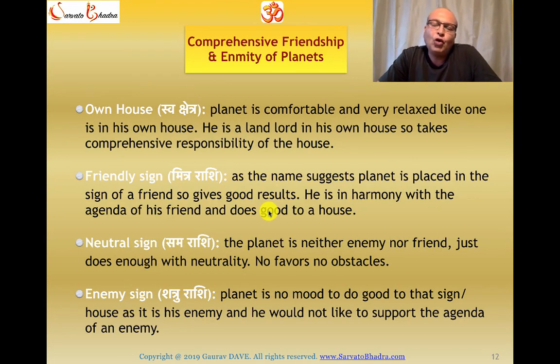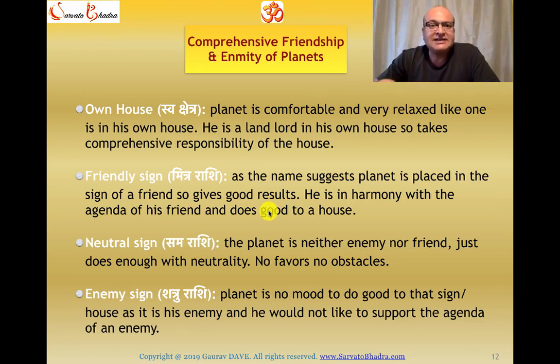A planet is in its own house. What is the meaning of a planet sitting in its own house? We know that a planet is traversing the space in the sky, moving ahead in its circular path. Now it is placed in a place that it owns. It is the owner of that place. So the planet is most comfortable and very relaxed in this environment. It is sitting in its homeland, the place it likes so much, the place of its primary responsibility. It is a landlord in its own house, so it takes the comprehensive responsibilities of the house.